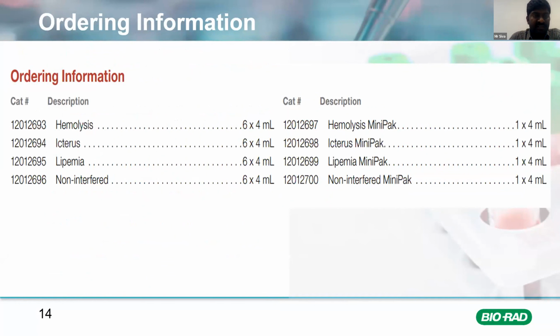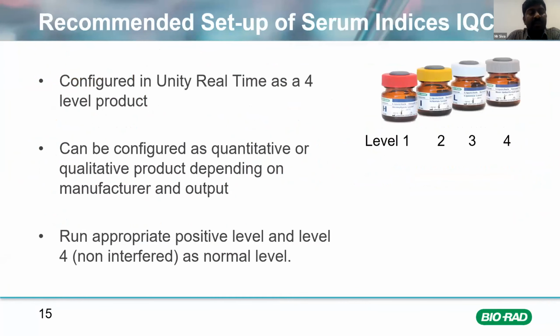And then if you look, this is the order information. These are the products available in the package, like 6 into 4 ml of each one, or 1 into 4 ml, both are available. And how to configure this product and how to use it. So when configuring this product, be it in your analytical testing system or the Unity Real Time software, normally we consider all these 3 interferences, HIL, and also we have one more called non-interfered, which is considered a normal specimen, a normal human specimen.